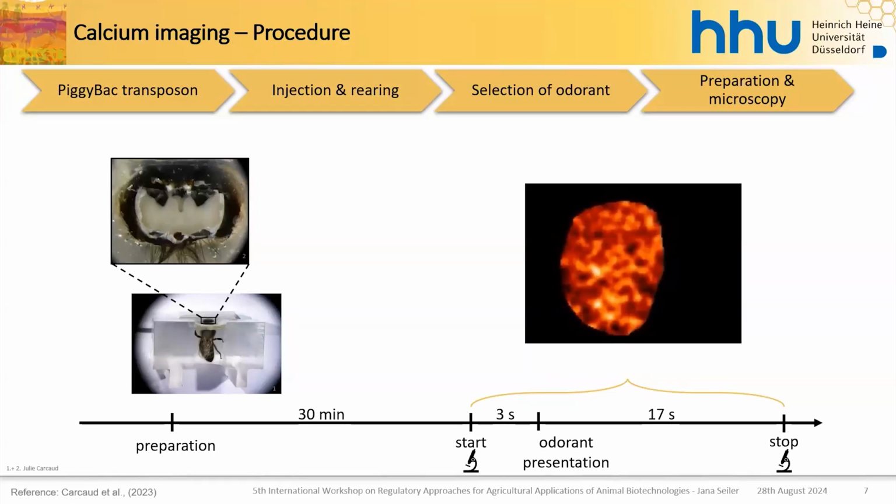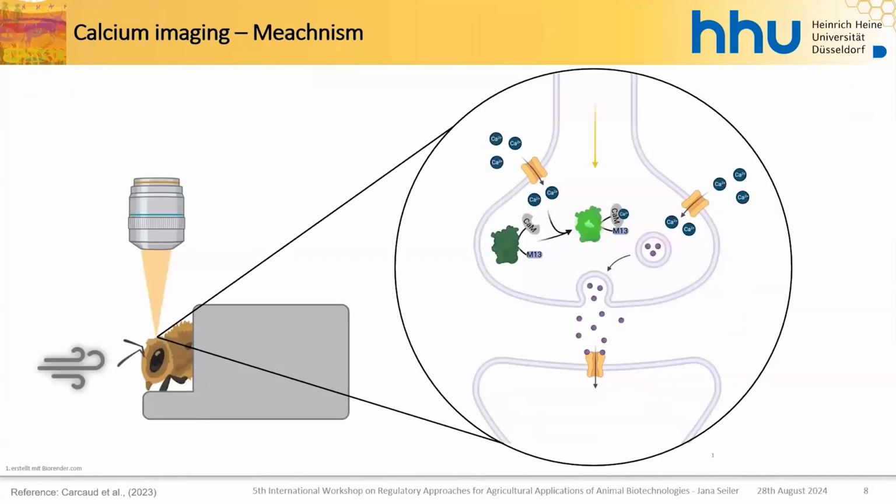What actually is happening in the cell during the recording? The bee is fixed in the holder and exposed to an odorant. This opens the calcium channels in all active neurons at the presynapse, allowing calcium ions to flow into the cell. In the cell, there are inactive fluorescent proteins with a calcium binding site. As soon as calcium flows into the cell, it binds to the fluorescent proteins, which then begin to fluoresce.